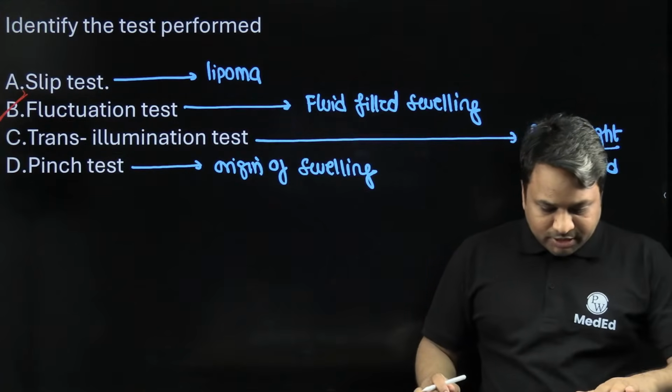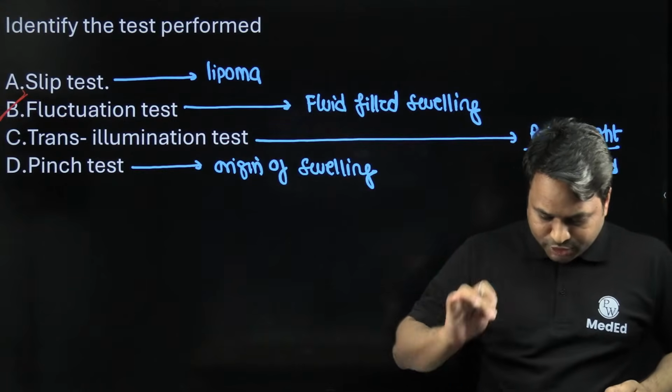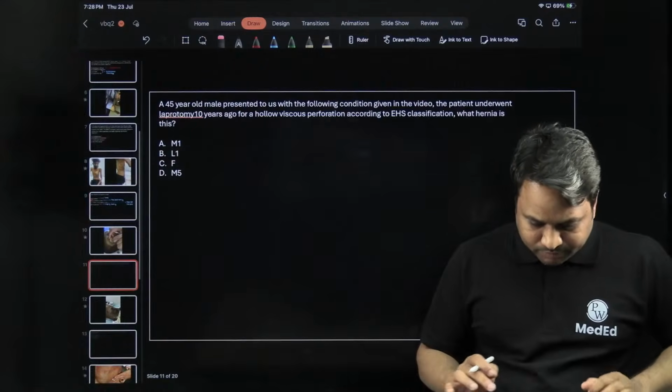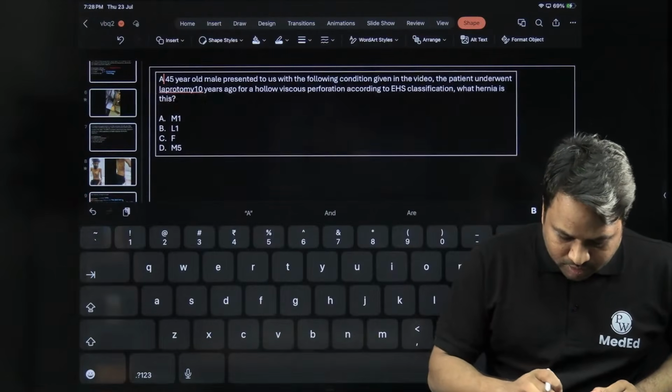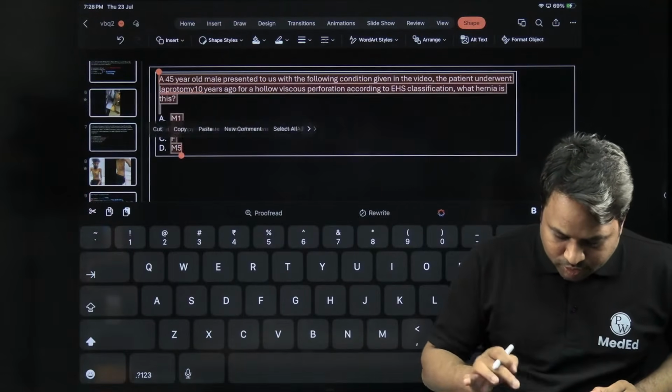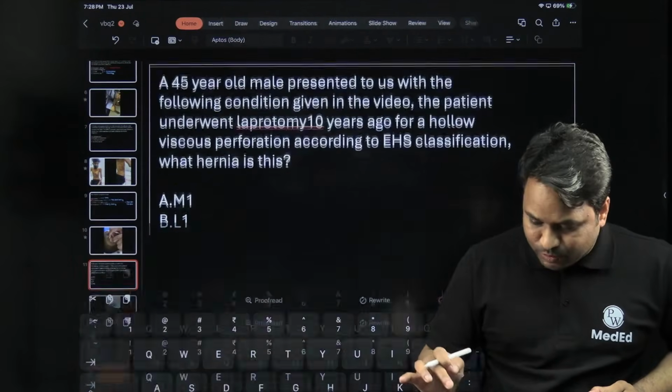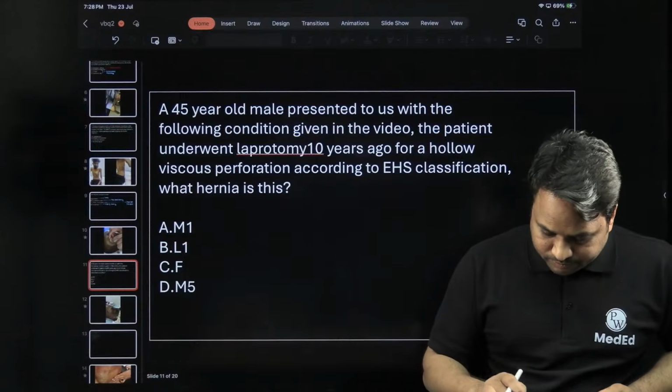Okay. So this was your next question. Going on to the next question. Now, this is also a very anticipated exam question. I'm thinking this will come.